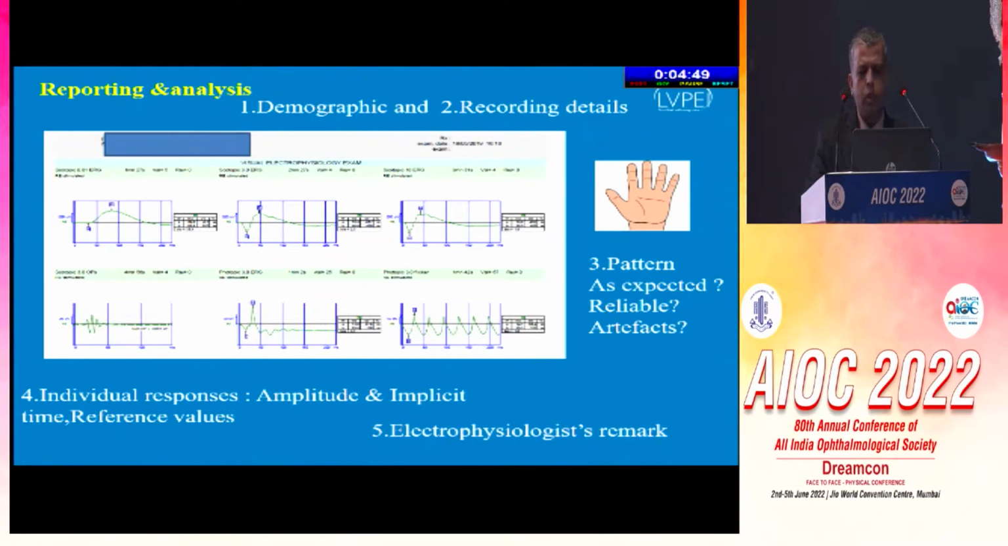The reports need to be analyzed in terms of the demographic details, race, gender, pupil size, the electrodes used, and the lab used. First, as Dr. S.J. described, when we look at the responses, we need to see whether they conform to the pattern that is expected. Are they reliable or just artifacts? Then individual responses need to be analyzed and compared with the normative standard. The term normative standard is now replaced in the latest standard and is termed reference value. Every laboratory needs to provide its reference values, and the individual waves need to be compared against that.